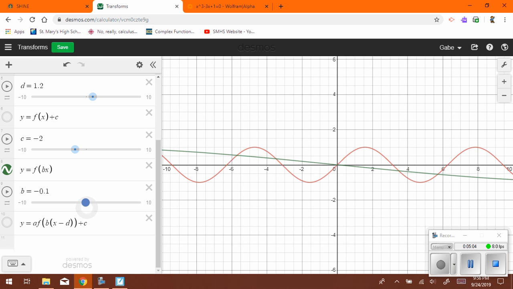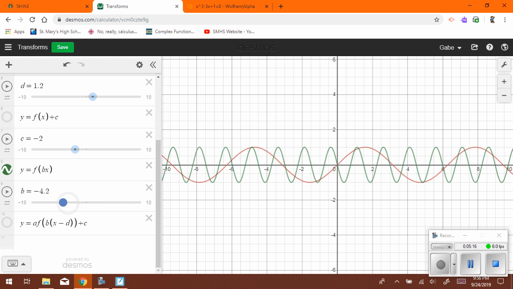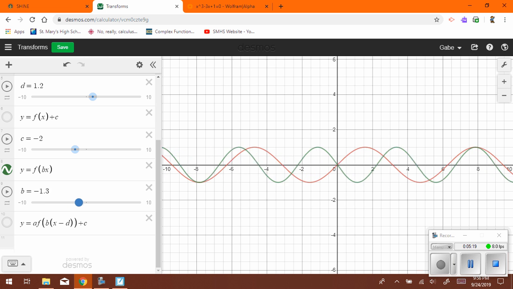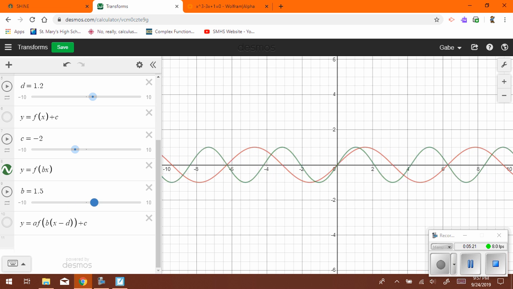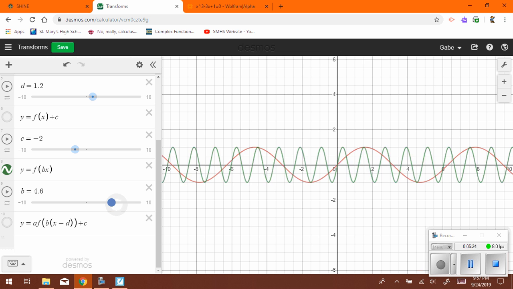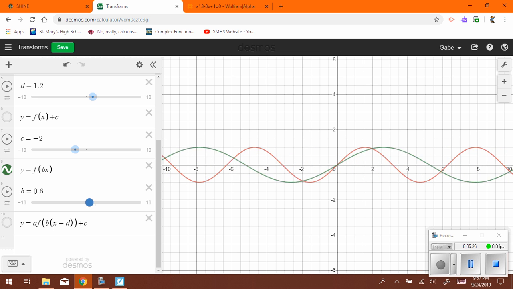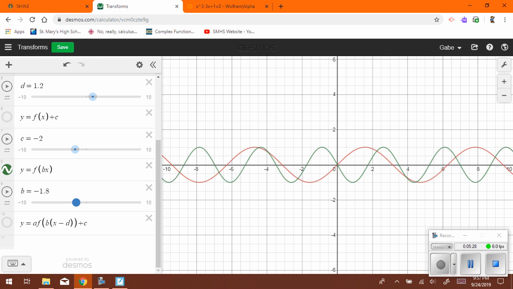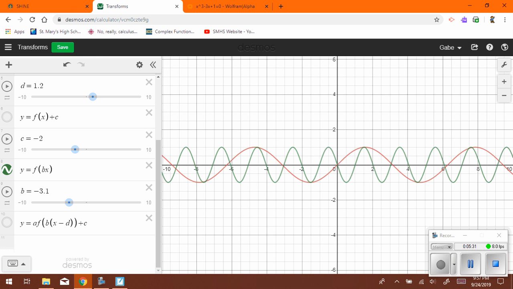Briefly at 0, and then when I hit the negatives, it's reflected across the y-axis. We have a mirror image, left-right. So that's our last transformation: if you multiply x inside that bracket, you get this horizontal stretch or compression, depending on the value of b. I hope that demonstration helped a bit, because I think it's a little easier to see what's going on with the sine curve.